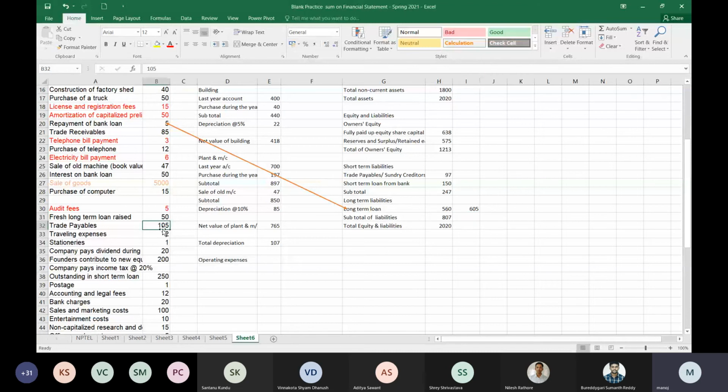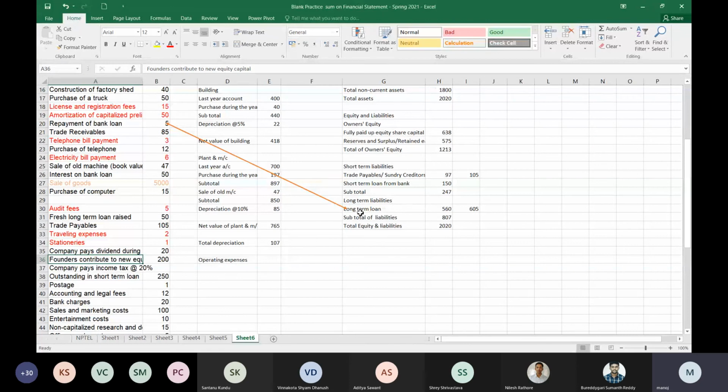Trade payable is 105. This is a balance sheet item, remember. So we just populate trade payable wherever that is. Here is the place where trade payable is to be written. Just put it from here and it's gone. So this is also populated. Traveling expenses is very much an operating expense. Stationery is an operating expense. Dividend is not, so forget about that. Founders' contribution is new equity, that will come both in the balance sheet as well as the cash flow. So let us do that balance sheet thing.